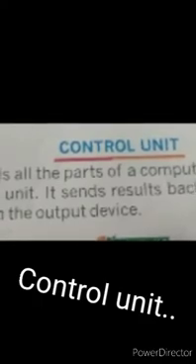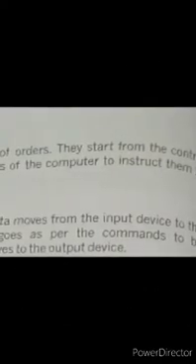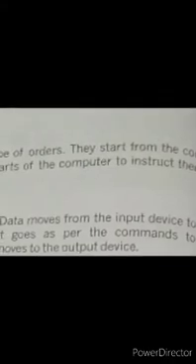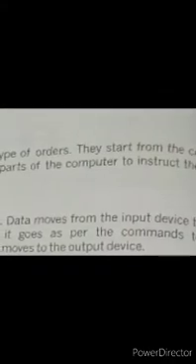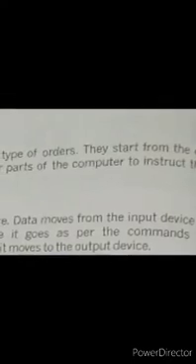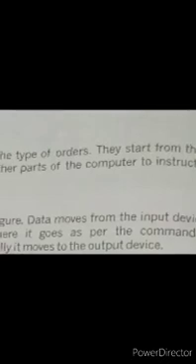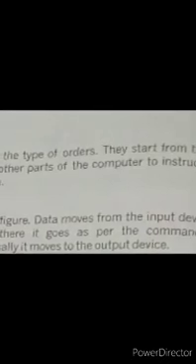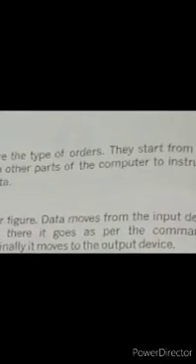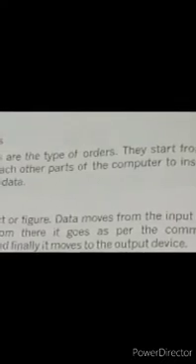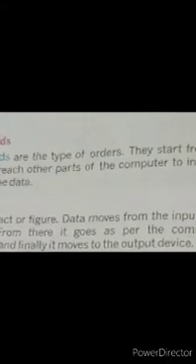Control unit. This unit controls all the parts of a computer. All the processing is done in this unit. It sends the result back to the memory, from where it reaches the output device. Commands. Commands are a type of orders. They start from the control unit and reach other parts of the computer to instruct them to process the data.